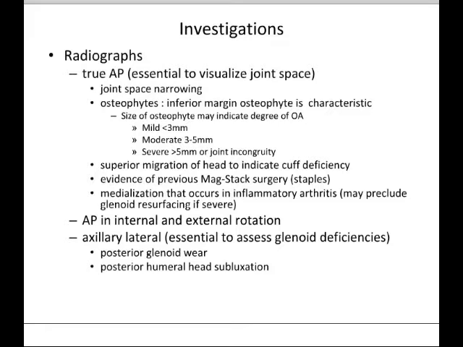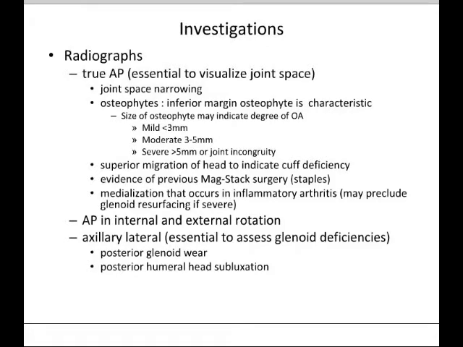If the humeral head has migrated superiorly, that might indicate rotator cuff insufficiency. Look for any previous staples from previous surgery. And medialization of the humeral head is more common in rheumatoid arthritis, and that might mean that glenoid resurfacing may be required.